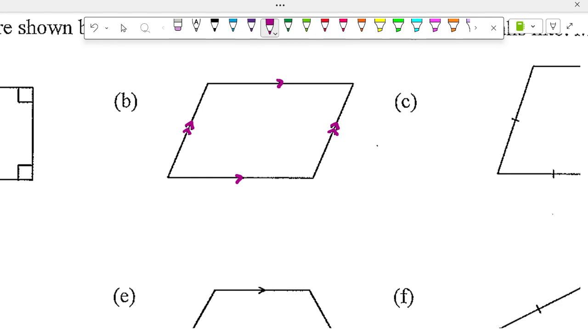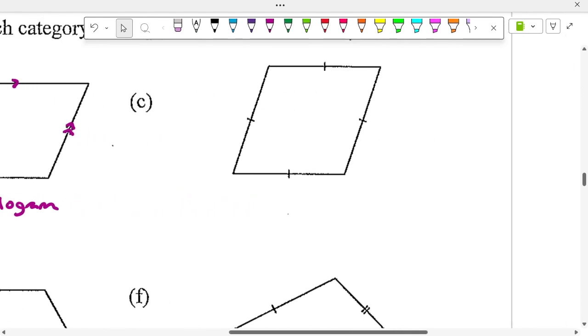So we have 2 sets of parallel sides, so we can assume that it is a parallelogram. But that's all we can assume. We can't assume that all the sides are congruent. We can't assume that they are 90 degrees because nothing's marked as such.